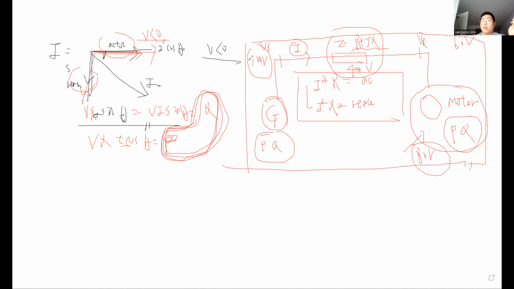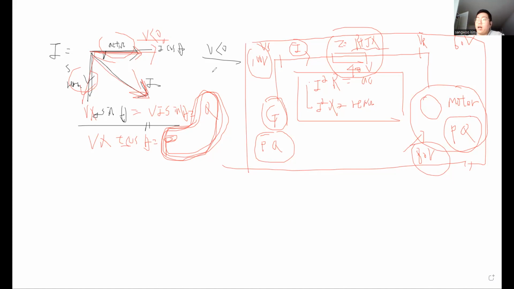Because the magnitude is kind of large. In the phasor diagram, this length is the magnitude. The longer it is, the larger the number. So it's kind of a burden, and we don't want a loss.